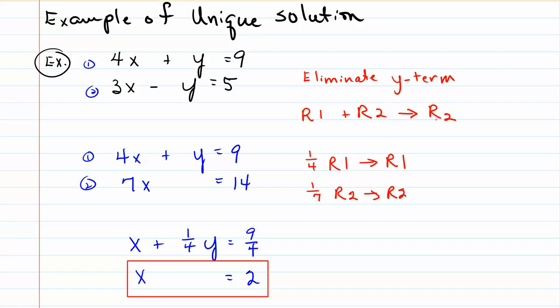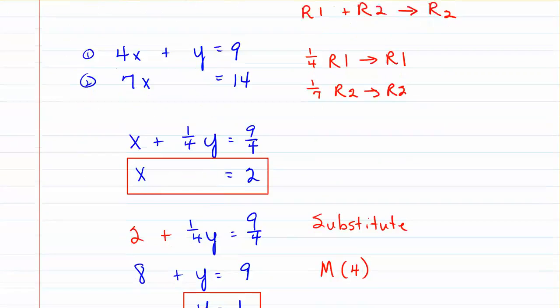So if I add those, you can see I get 7x. I don't have any y's now, and I have 14. So I have this new row 2. If I divide this whole equation by 7, I'm going to get what x is equal to. So 1/7 of row 2 is going to give me a new row 2, and 1/4 of row 1 will give me a new row 1. So divide row 1 by 4, row 2 by 7. We end up with what is next.